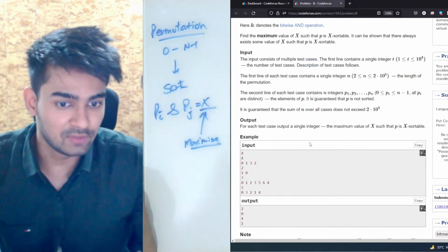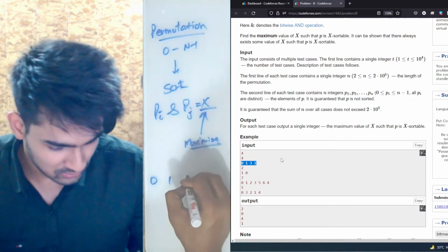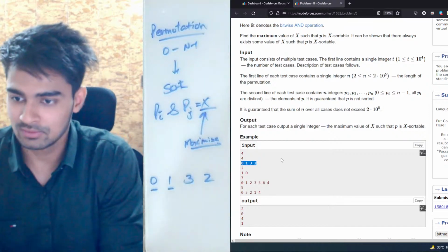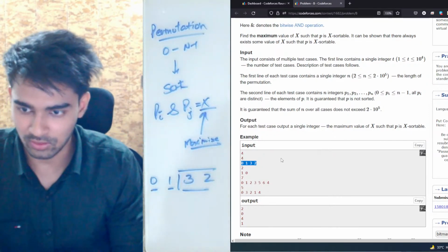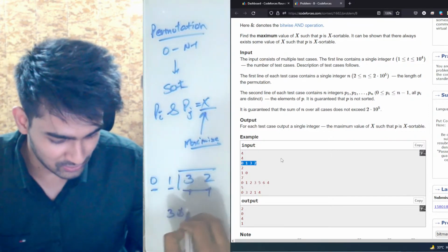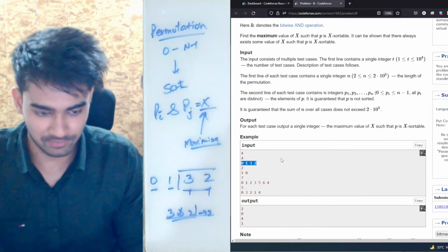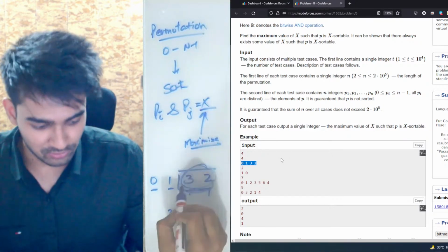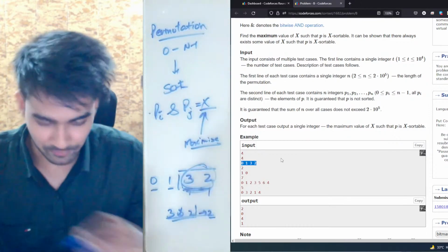Now, let's look at some test cases. Let's look at the very first test case, which is 0, 1, 3, 2. If you see, 0 and 1 are already sorted, so the only two values that you need to sort are 3 and 2. Since these are the only two values, we can just find the AND of these two values, which is actually 2, and that is the answer. Because in order to swap these values, you need the bitwise AND of these two values, which is 2.